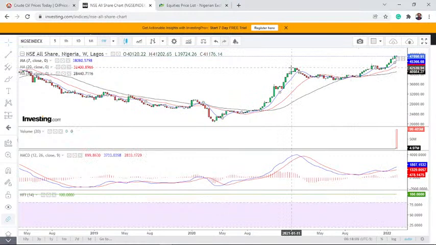Let's quickly look at the banking index. Don't forget that yesterday the banks suffered a little pullback on their index. But for now, we look at that banking index, and look at the Fidelity, Access, and GTCO performance. Then, if time permits us, we'll go and look at Transcorp to see how they're doing.